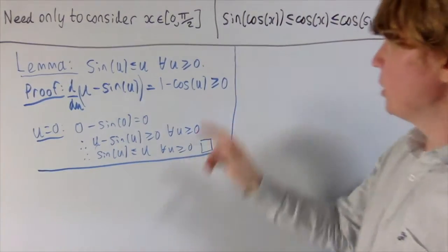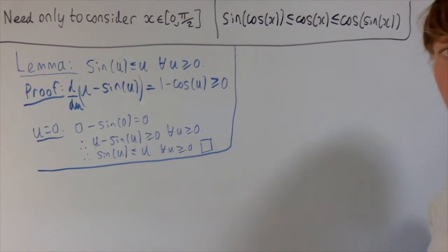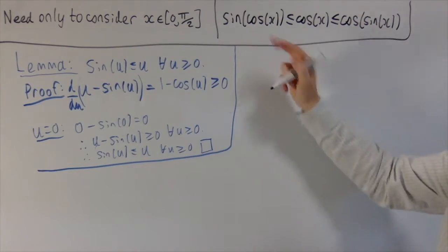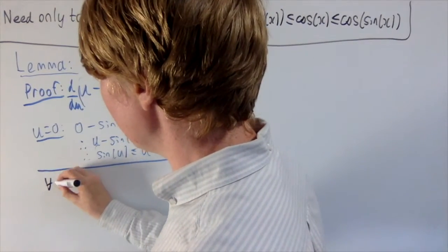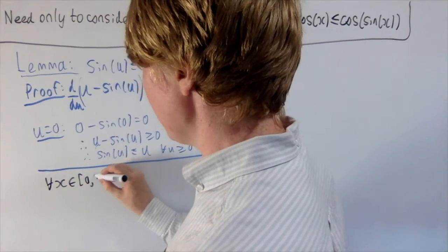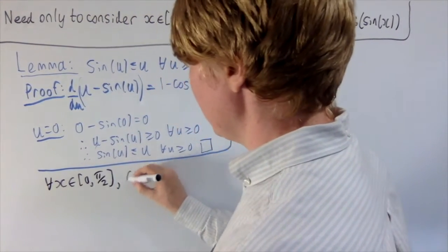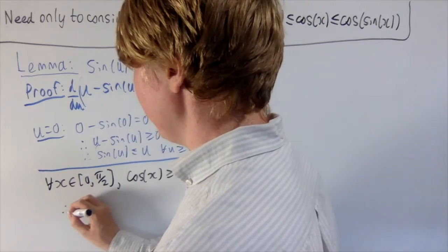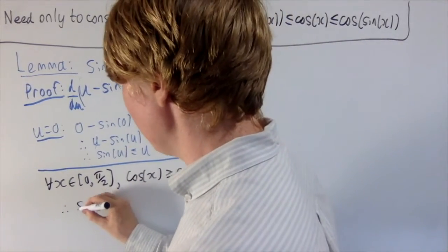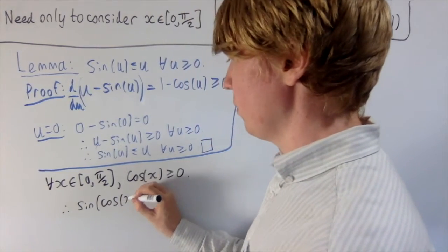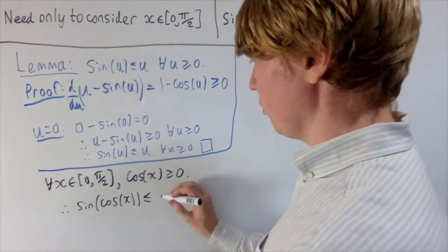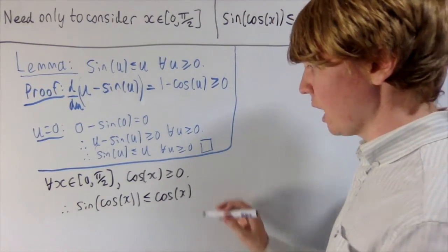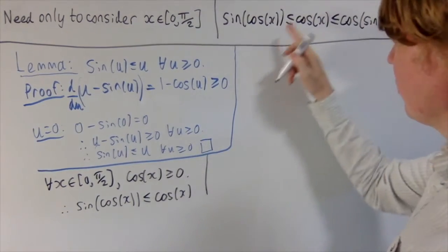So let's apply this lemma to the first inequality we're trying to prove here. So first of all, we want to show that sine of cos of x is less than or equal to cos of x. If I just replace cos of x by u, I know that for all x between 0 and pi over 2, this region we're concerned with, we know that cos of x is greater than or equal to 0. So therefore, applying this lemma, you know that sine of cos of x has to be less than or equal to cos of x. So we're doing sine of u is less than or equal to u there. And then we've proven the first half of this inequality.